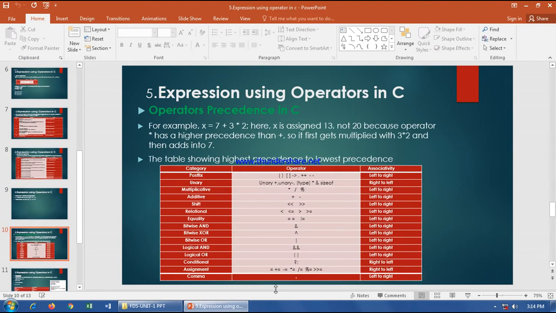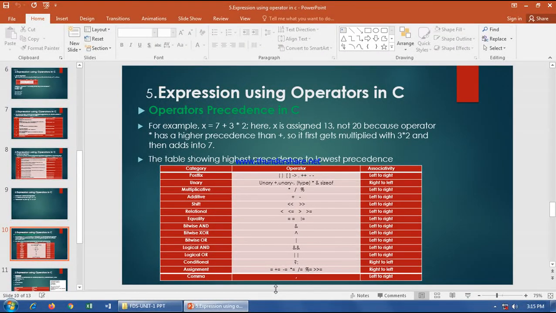The next one is operator precedence in C. Operator precedence means we can use some expression, for example x is equal to 7 plus 3 into 2. Here x is assigned 13, not 20, because the operator star has a higher precedence than plus. So it first multiplies 3 into 2 and then adds 7, right?